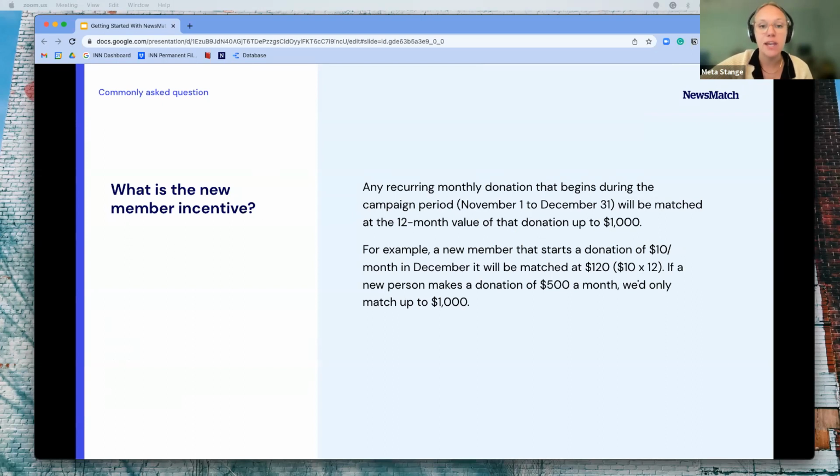So for example, if a new member starts a donation at $10 a month on December 1st, NewsMatch will match the 12-month value of that, which means it will be matched $120. Keep in mind that this is still under the parameters of the $1,000 individual giving limit. So if a new person makes a donation of $500 a month, while I'm sure that would be welcome, we'll only match it up to $1,000.